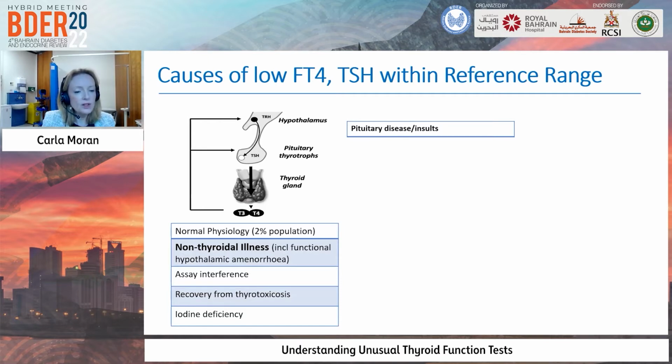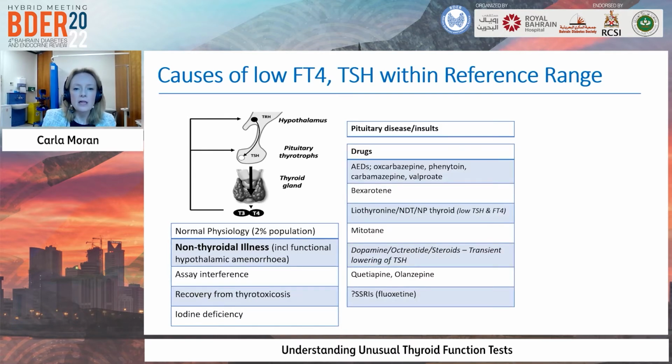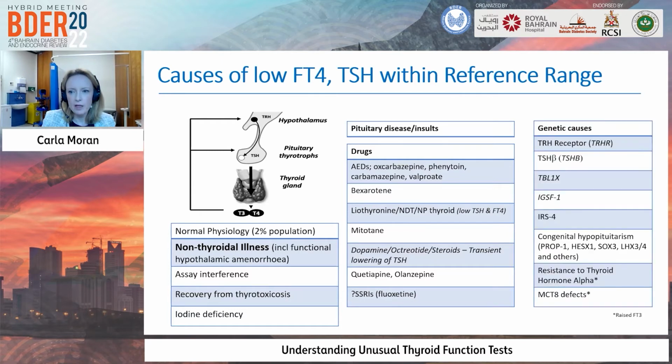Non-thyroidal illness can cause this pattern, and in outpatients, I often see this pattern in functional hypothalamic amenorrhea. Assay interference can again cause it. We can see it in recovery from thyrotoxicosis or in iodine deficiency. And medications can cause this pattern, and I'd particularly like to draw your attention to anti-epileptic drugs, including carbamazepine, valproate, and phenytoin, which have been described to cause this pattern. There are rare genetic causes, and I've listed those there. I'm not going to go through them in any detail, but it's worth remembering that these exist.